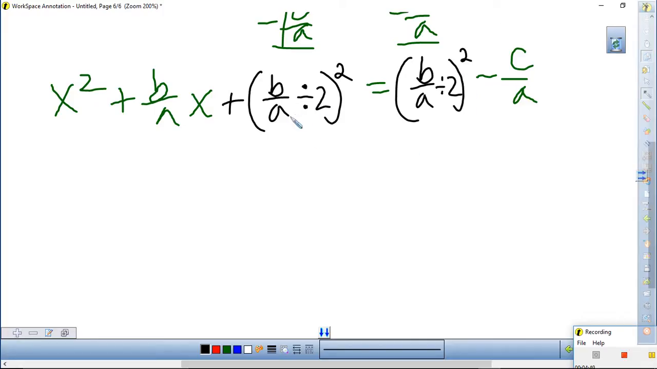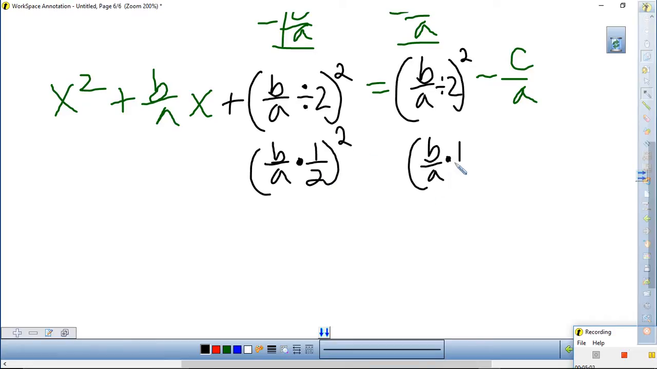Can I simplify this more? Yes. This becomes b over a times what? 1 over 2 squared. b over a times 1 over 2 squared. Tell your neighbor how we got this. By now, we should be able to understand that. In the meantime, I'll bring this down.